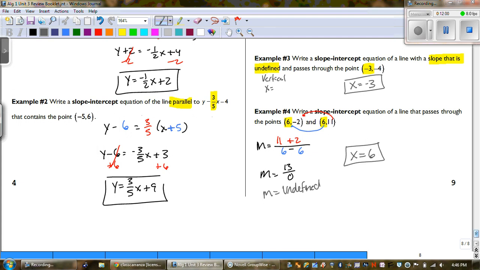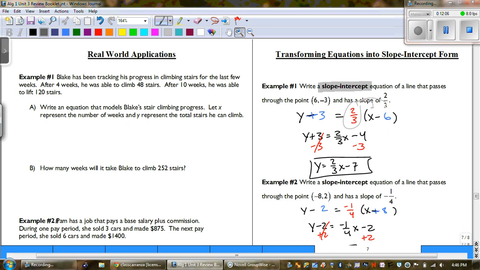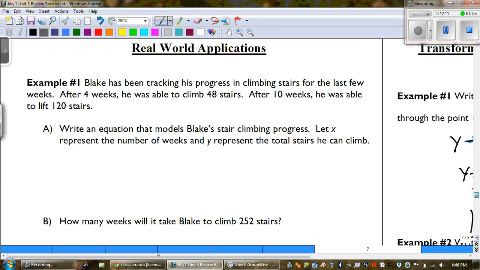Okay, now we're moving on to page number 10. Applications. So real world application. Blake has been tracking his progress and climbing stairs for the last few weeks. After 4 weeks, he was able to climb 48 stairs. After 10 weeks, he was able to climb 120 stairs. So we got that right there. That's a sentence. And that's a sentence right there.